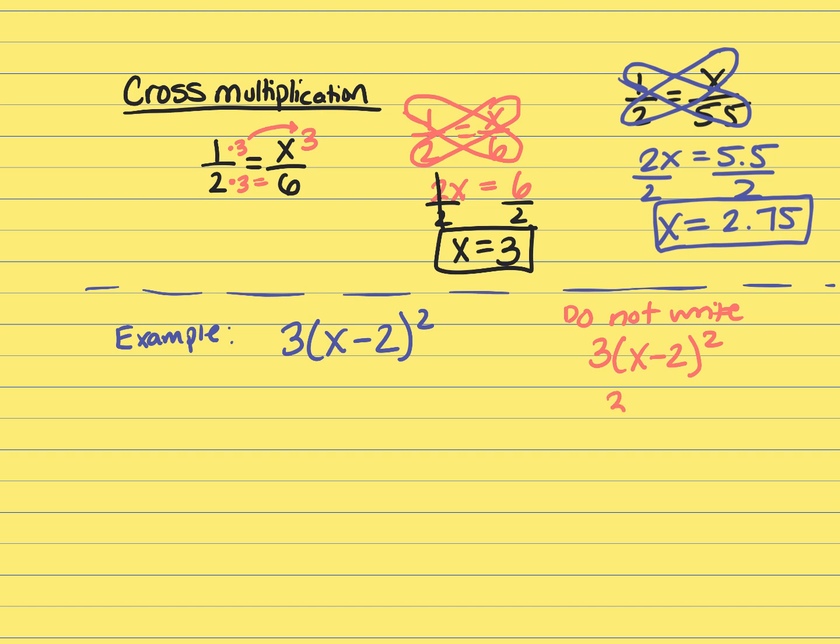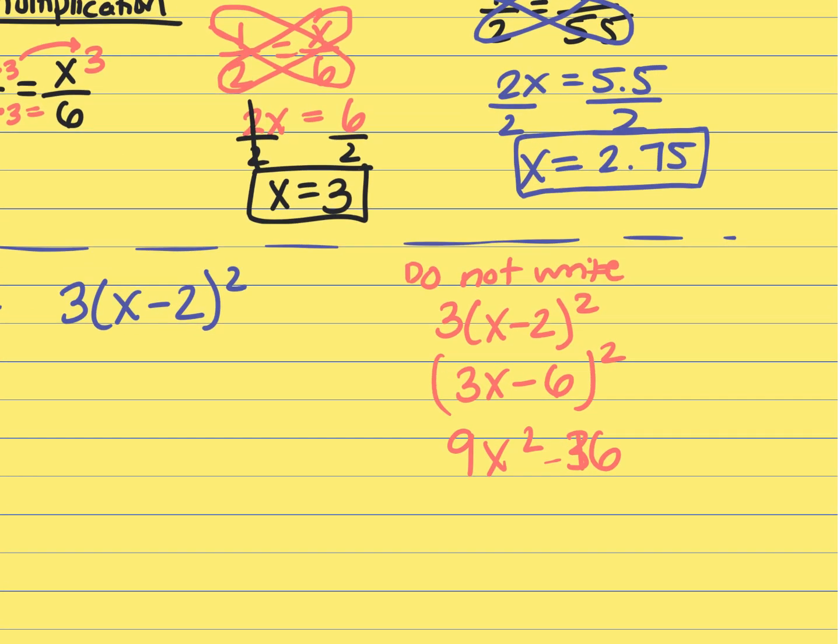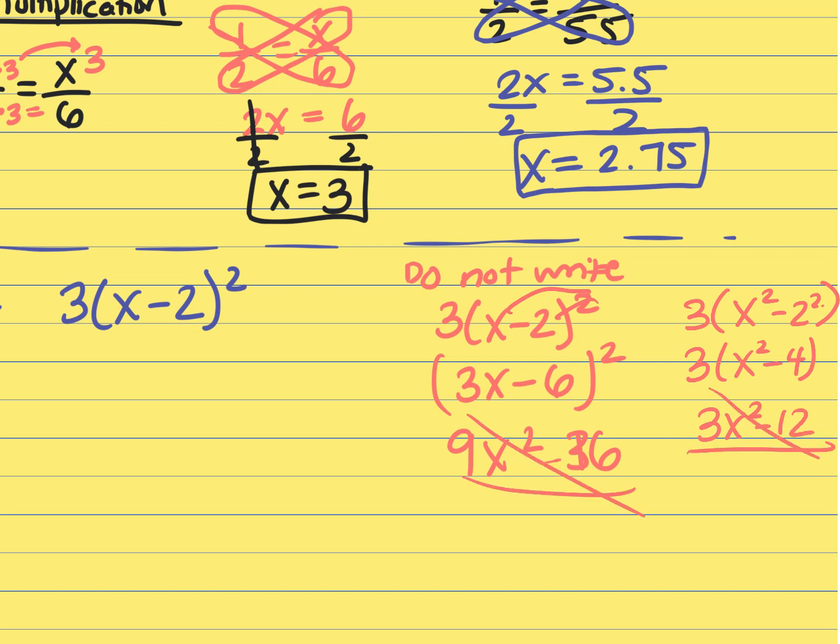They do like 3x minus 6, and then they put the square, and then they end up just doing like 9x squared minus 36. Or they make some type of mistake where they just go, oh, the square is here, and they'll go 3 times x squared minus 2 squared. And they'll do something like 3 times x squared minus 4, and then 3x squared minus 12. This is wrong. They'll come up with their own equivalent expression, and it's completely wrong. So don't write this and don't make any of these mistakes, folks.